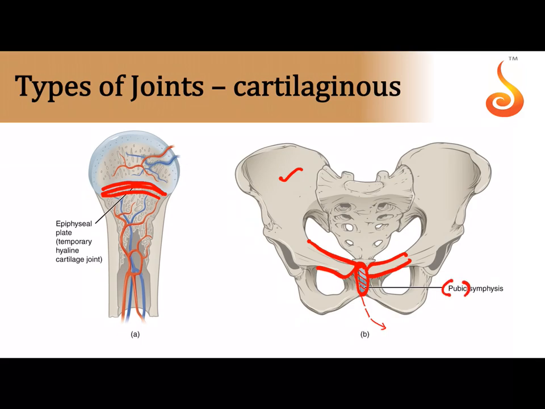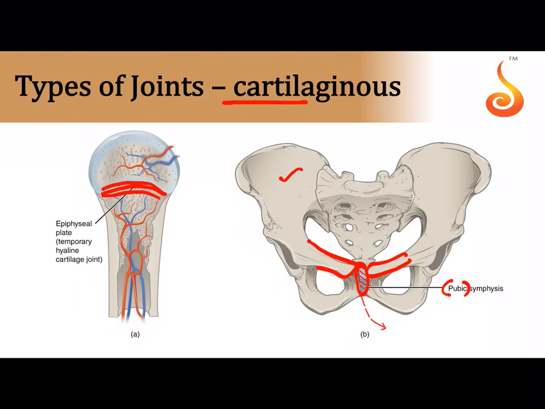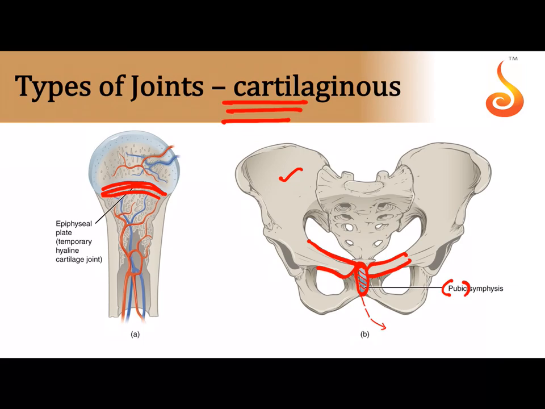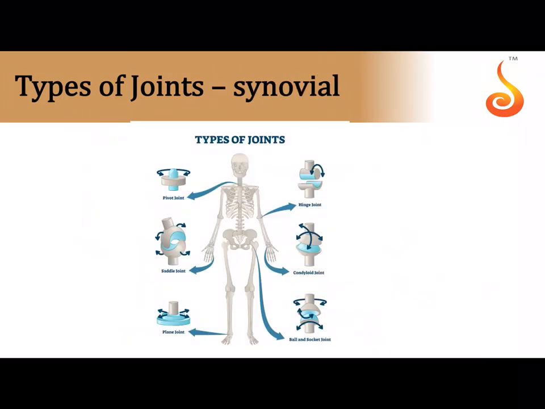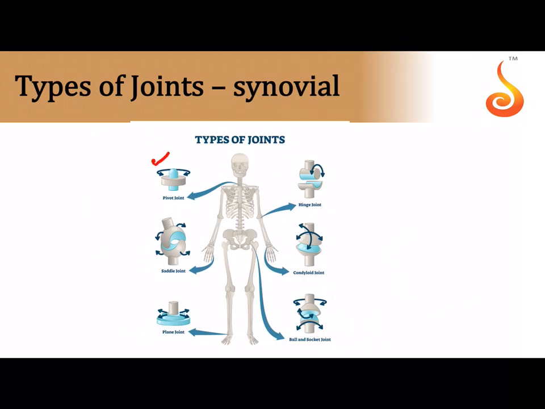Between the vertebrae you have the intervertebral disc, which is made up of fibrous cartilage. Here between the two pubic regions you have the fibrous cartilage. Again remember, I'm talking about cartilage over here, which is referred to as the pubic symphysis. Now, so many types of synovial joints. In the neck region, between the atlas and axis, you have the pivot joint.